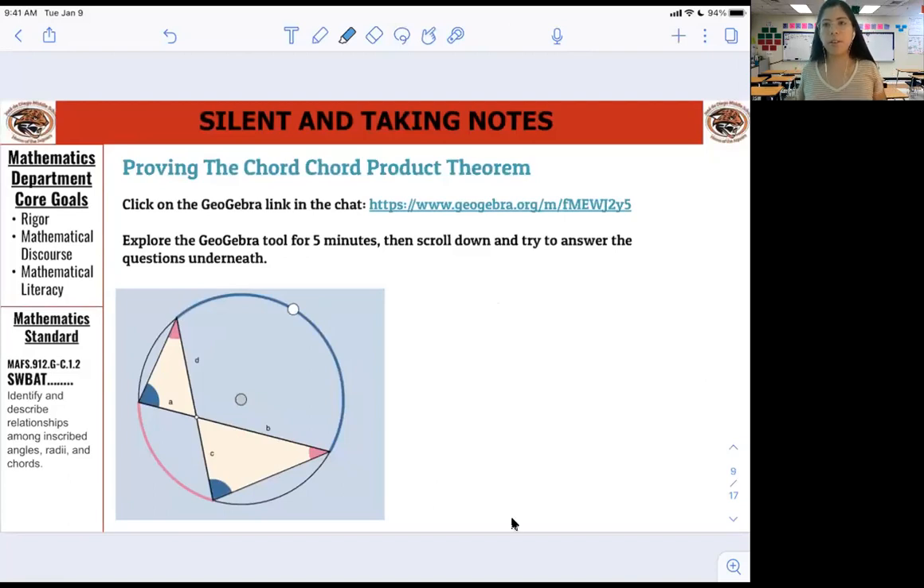Take, again, another like 2-3 minutes to work through it and play around with it. And on this one, there's some questions on the bottom. So if you scroll down a little bit, you'll see that there's a couple of questions underneath. And I want you to try those questions out. So play around with it, see if we can answer those questions, and then we'll do it together.